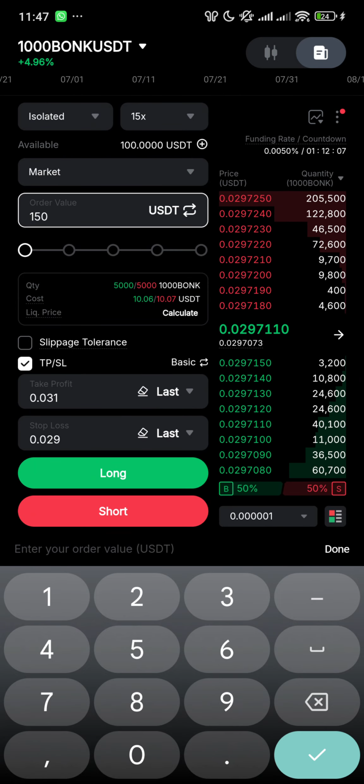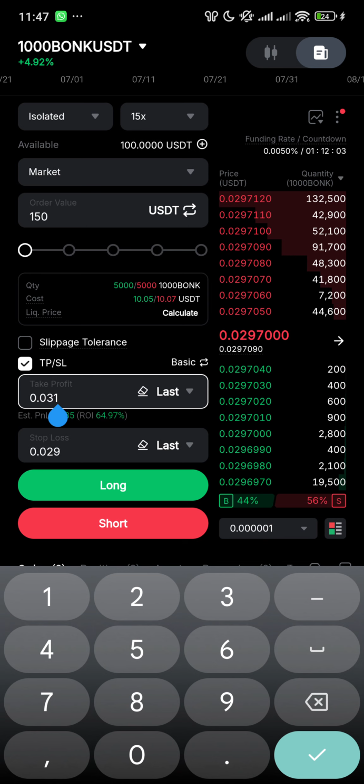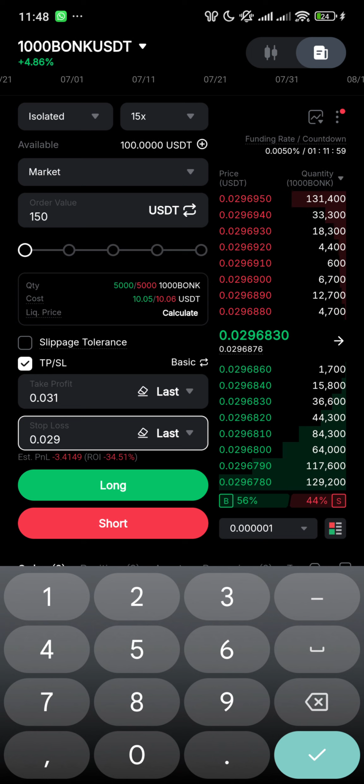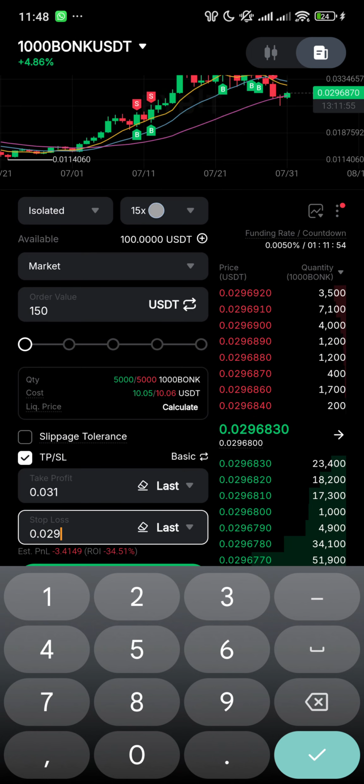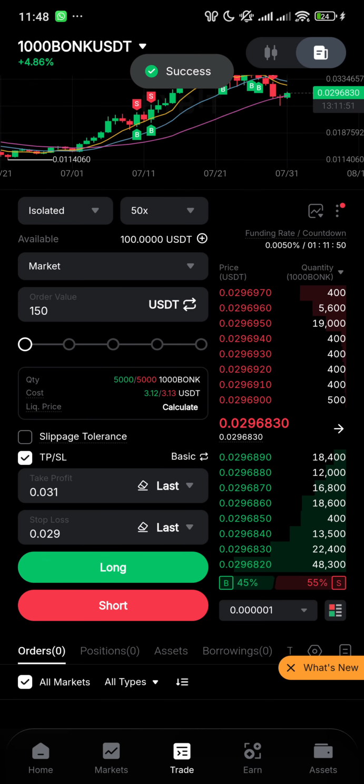So we have $6 here. We're incurring $3, but I want to incur a $10 loss for this trade. So let's adjust this leverage to 50x and see. So 50 times 10, that's 500, right?